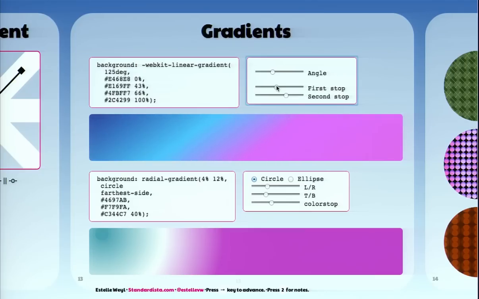If you make the first stop equal to the next stop, make these two equal. You see how there's that hard stop right there? That's because these two values are equal. Does anyone have questions on gradients before I move on?